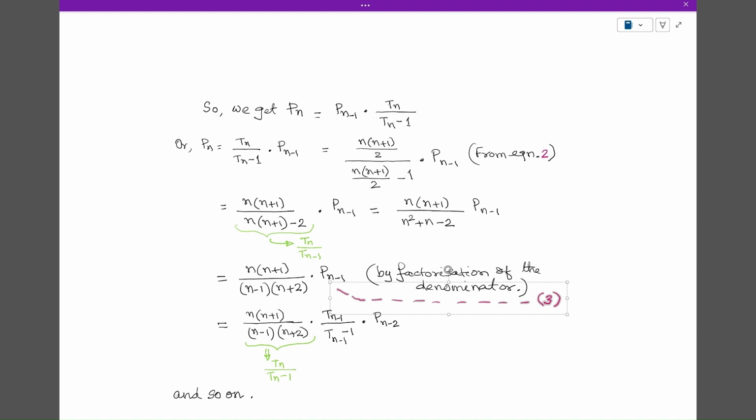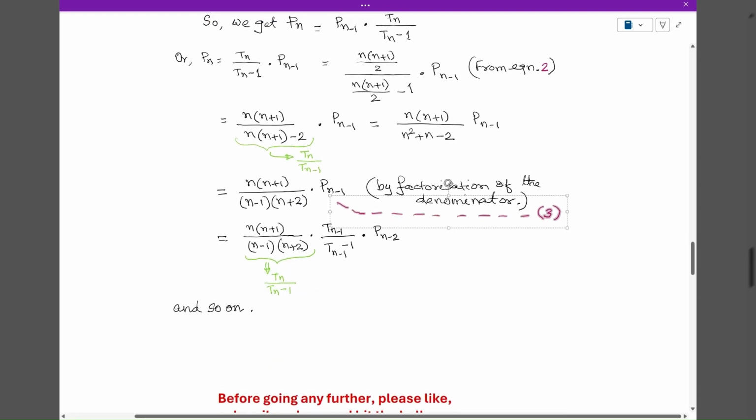Then we can simplify that to n multiplied by (n plus 1), and in the denominator it will be n multiplied by (n plus 1) minus 2, whole multiplied by P(n minus 1), or that is equal to n multiplied by (n plus 1) divided by (n square plus n minus 2) multiplied by P(n minus 1).